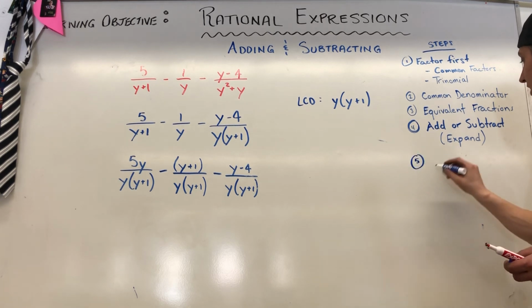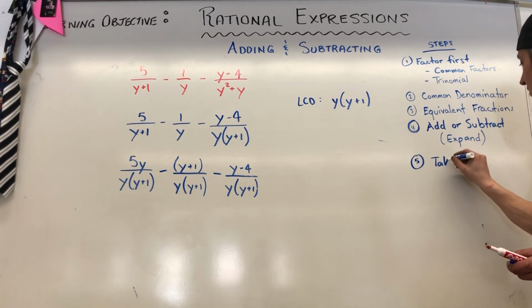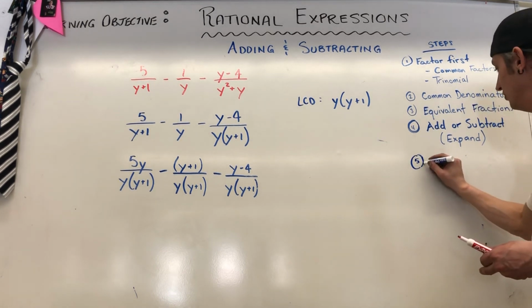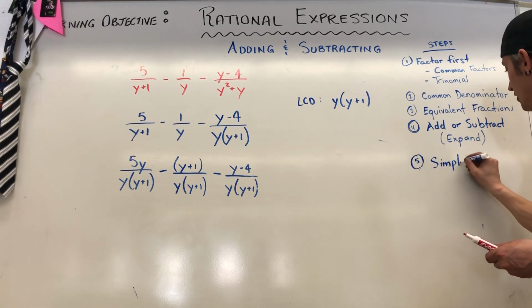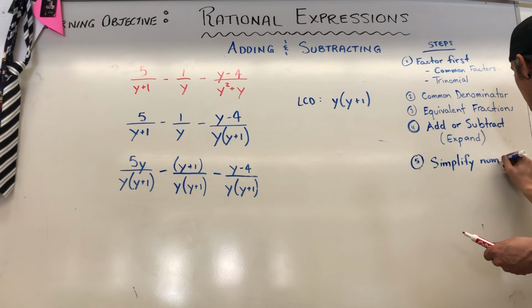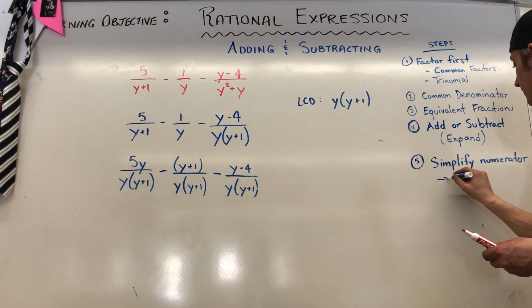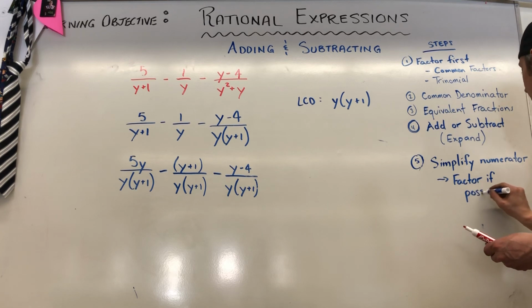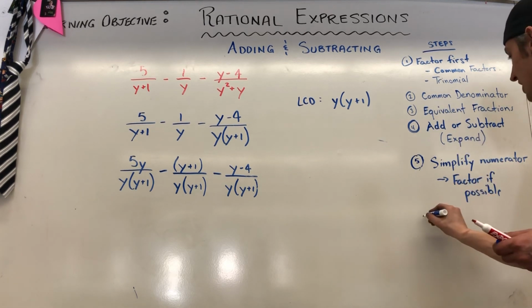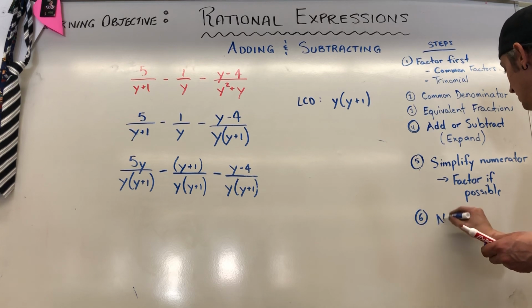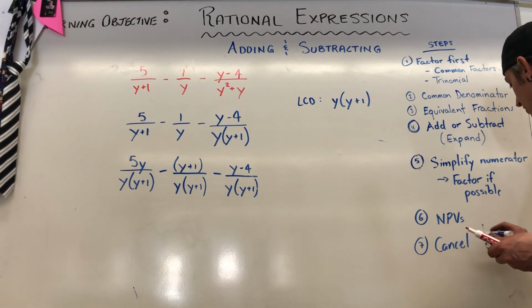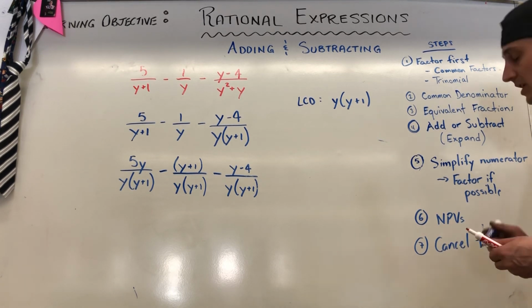And then once we've done all that, once we add, subtract while expanding, we're going to simplify the numerator by collecting the same terms, and then we're going to factor if possible. There are quite a few steps here. There's a little more nuance to adding and subtracting. And finally, NPVs, and then we can cancel terms that show up in the numerator and the denominator, if there are any. Okay, those are the steps-ish.